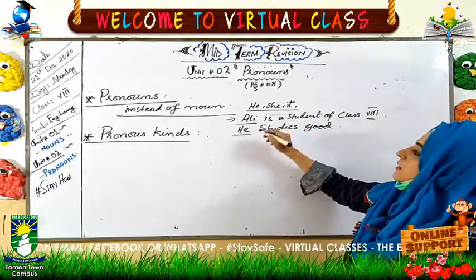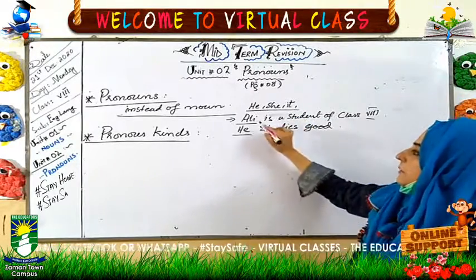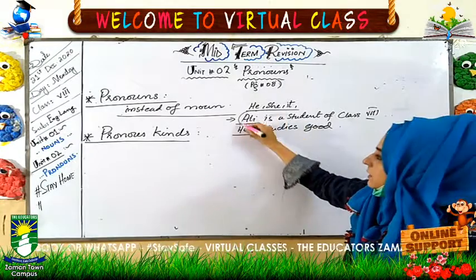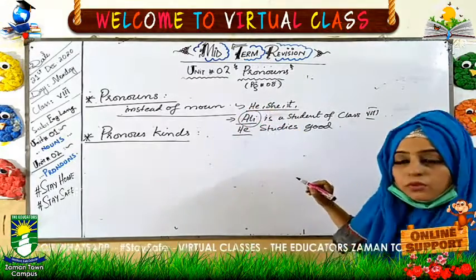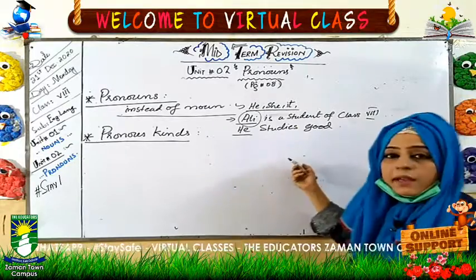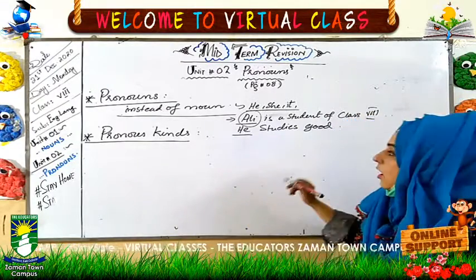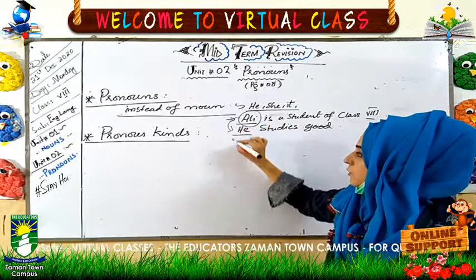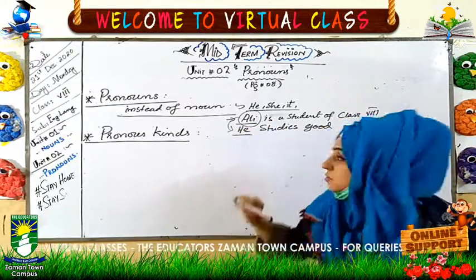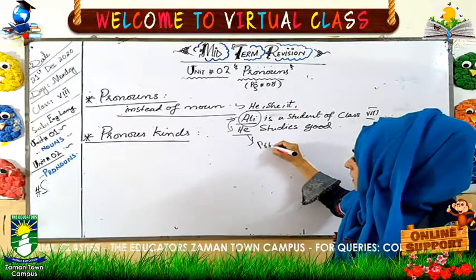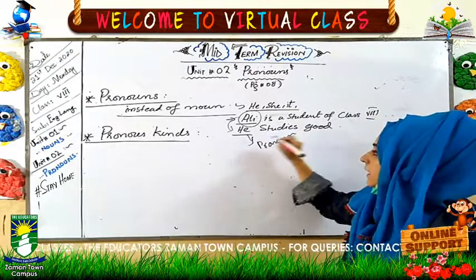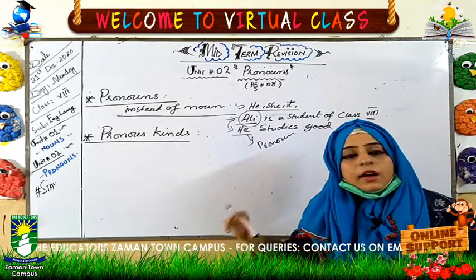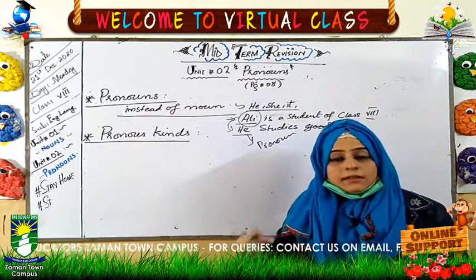Right, for instance, if I have this example, Ali is a student of class 8. Okay, what is the subject here? Ali, and it's the noun too. And now I have to make another line regarding Ali. How would I? He studies good. Now instead of Ali, I have used he in my sentence. So this is a pronoun, because I cannot use the word Ali again and again. Ali is a student of class 8. Ali studies good. Ali lives in Karachi. No, this is something odd.